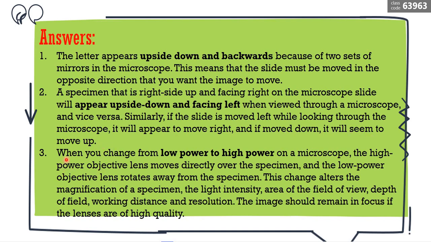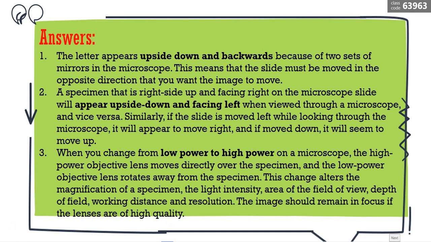And for number three question, here is our answer. When you change from lower power to high power objectives in a microscope, the high power objective lens moves directly over the specimen, and the low power objective lens rotates away from the specimen. This change alters the magnification of the specimen, the light intensity, the area of the field of view, the depth of field, working distance and resolution, and the image should remain in focus if the lenses are of high quality.